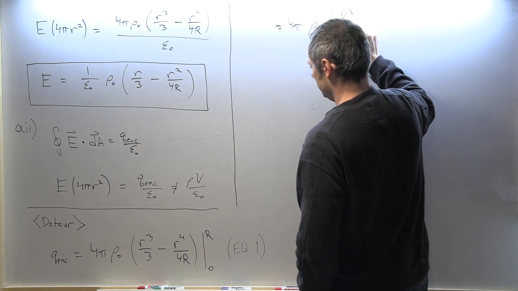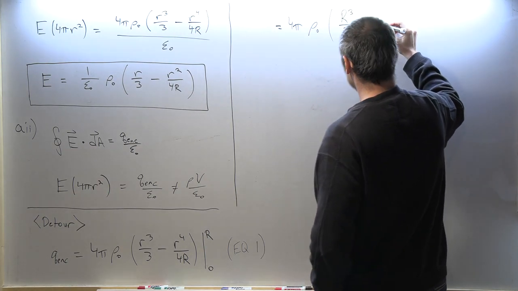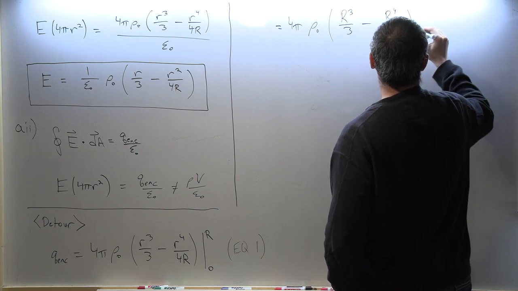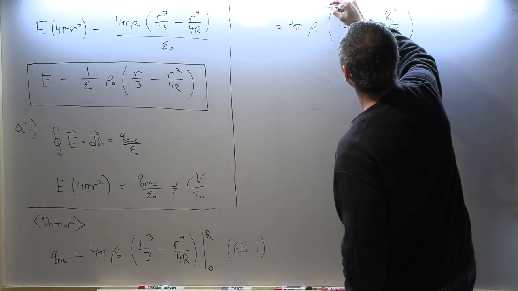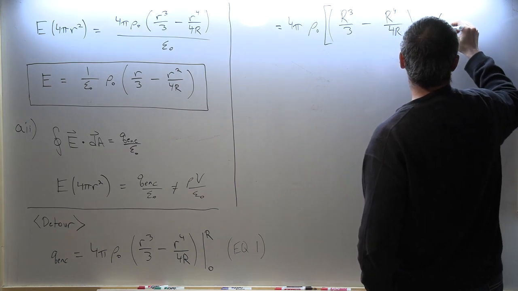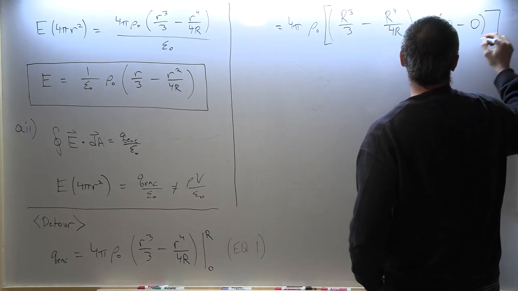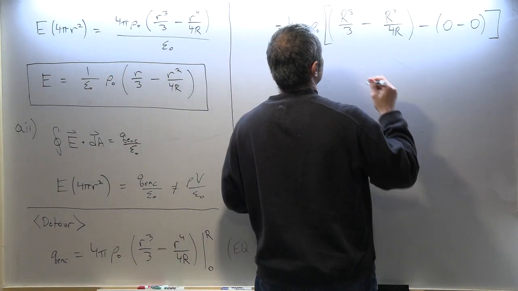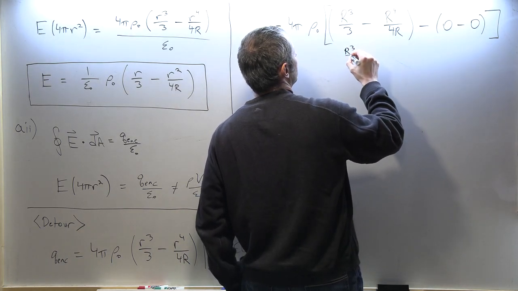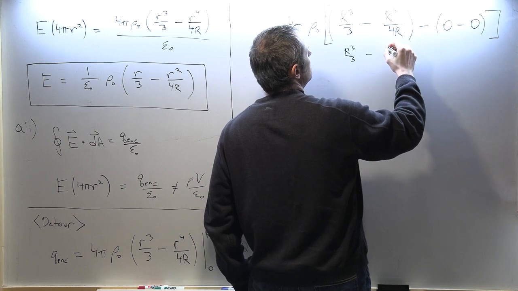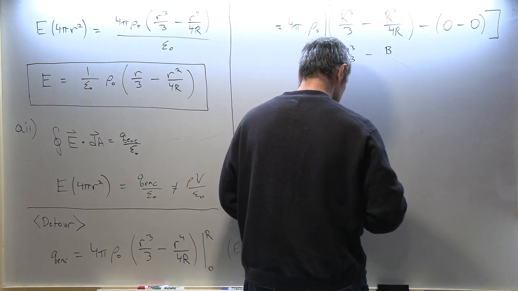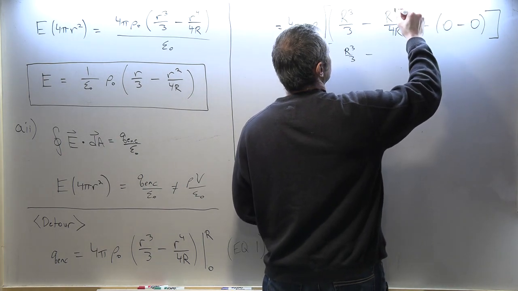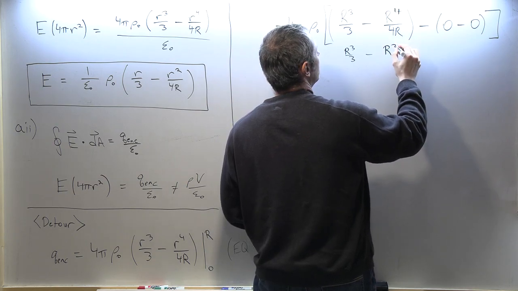Capital R cubed over 3 minus capital R to the 4th over 4R. And then minus 0 minus 0. Okay. Now, this term right here, what we have is R cubed over 3 minus R cubed over 4. Let me make that a little bit bigger in case it doesn't show up on the screen.